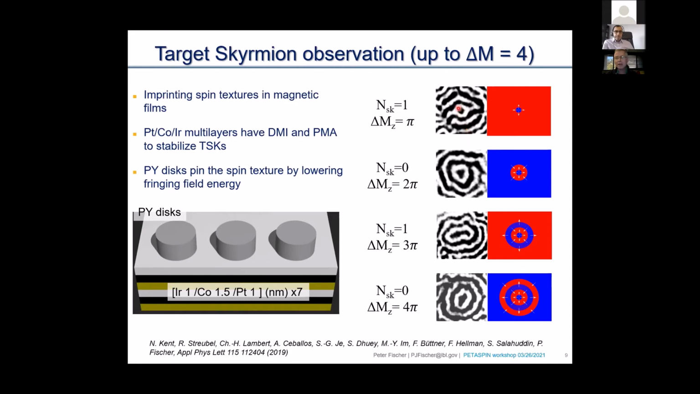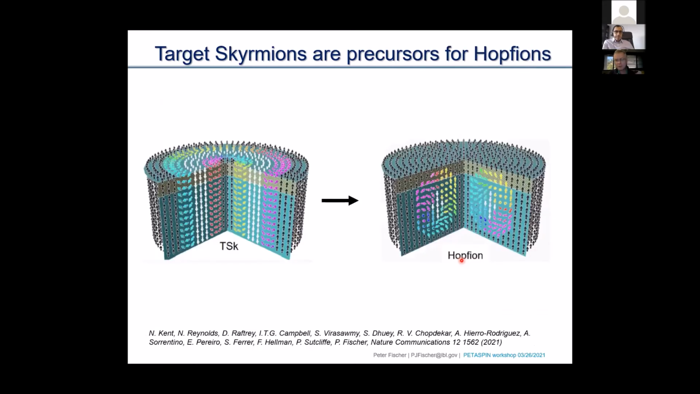But anyway, why was it even interesting to look into these, let's call them higher order target skyrmions? This is because when we talked to Paul Sutcliffe, and he had a paper out there, he said, well, target skyrmions could probably be the precursors for Hopfions. And we said, that's great. We know how to make target skyrmions. Now let's move on and try to identify Hopfions.